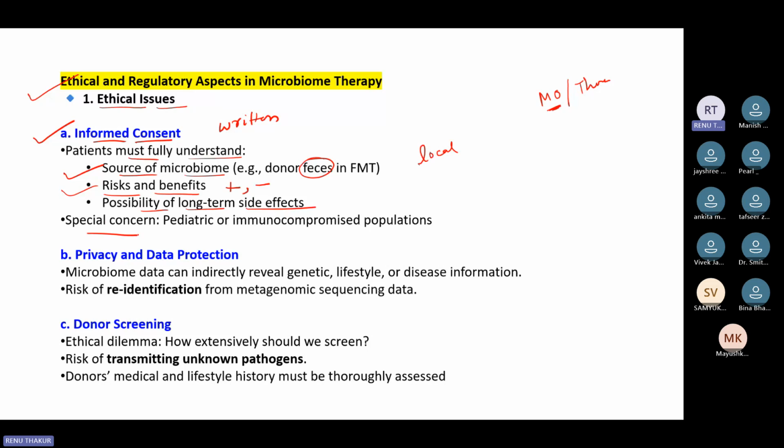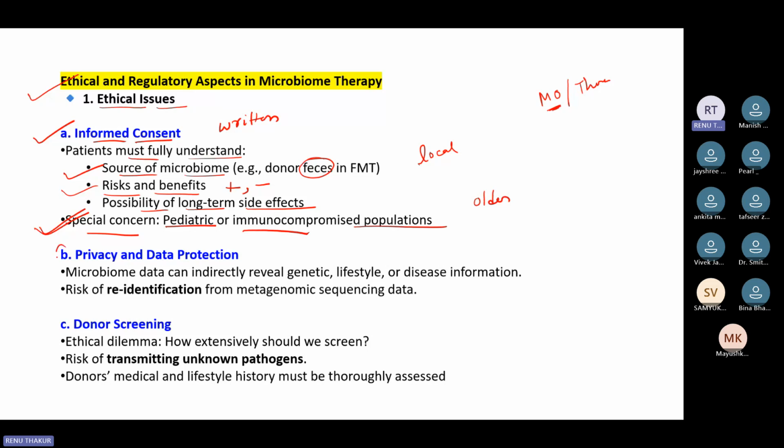And the special concern is taken for whom? The pediatric population, like children, and the immunocompromised population, like if the people are older, if their immunity is very low, or if the people are suffering from any autoimmune disease. So those are some special concerns which the doctor will take care of.